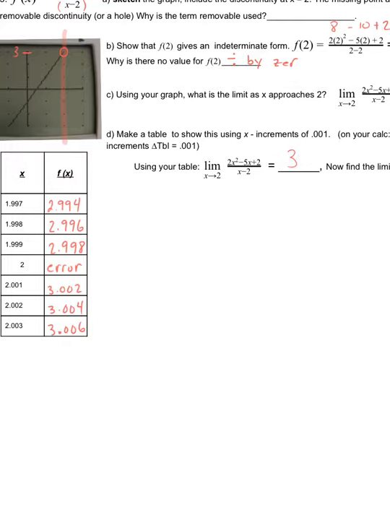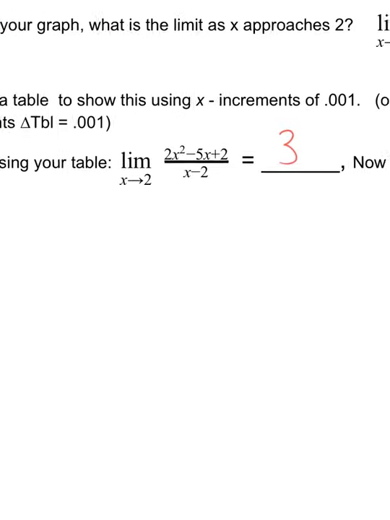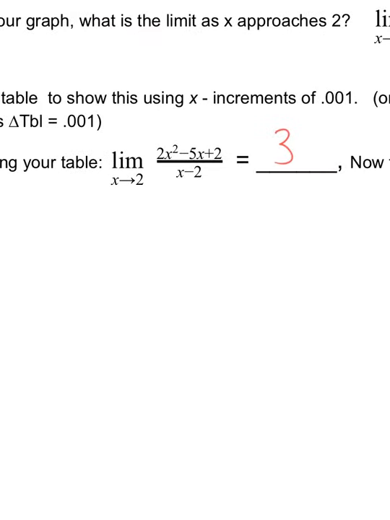Now, let's find the limit algebraically. The first thing we do is ask ourselves, can we do direct substitution? Can I plug 2 in for x here, here, and here? I can't, because that would cause me to divide by 0. The second thing I check for is 0 over 0, which I already know that I have. That 0 over 0 tells me that I probably have a limit. So that is my cue to go ahead and factor this so that I can cancel it out and then do direct substitution. So we are going to keep our denominator the same.